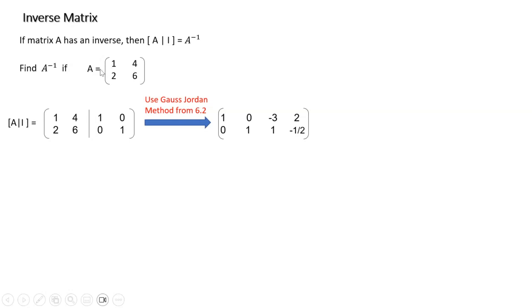Remember in the previous slide, matrix A was the same, 1, 1, 4, 2, 6, and matrix B was negative 3, 2, 1, negative 1/2. And I said that when you multiply them, it will give you the identity. Now I'm going to do it another way. So say they give you matrix A, and you want to find the inverse. Let's see if the inverse gives you the matrix B from the previous slide, which was negative 3, 2, 1, negative 1/2. So here we go. This is the inverse here. But how do you get the inverse using the Gauss-Jordan method?